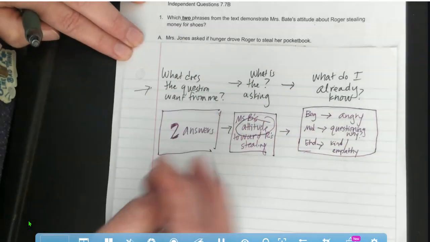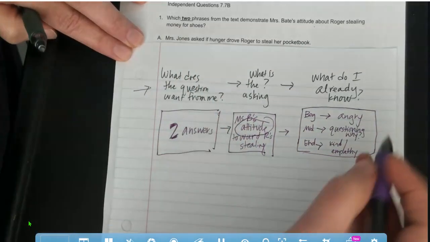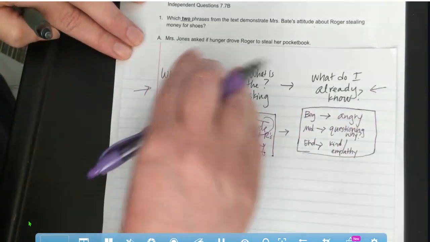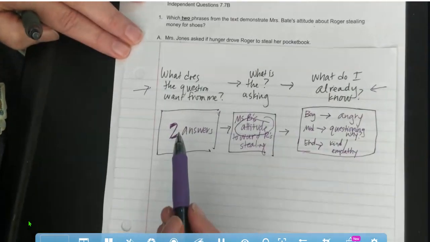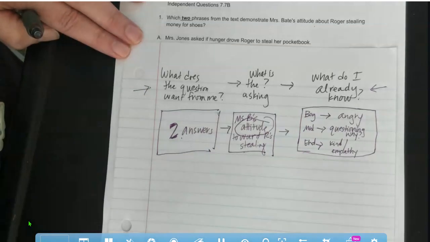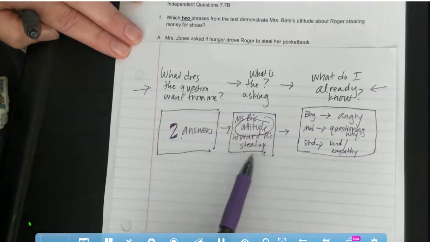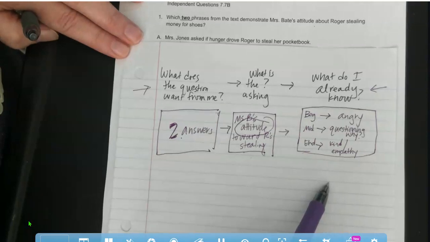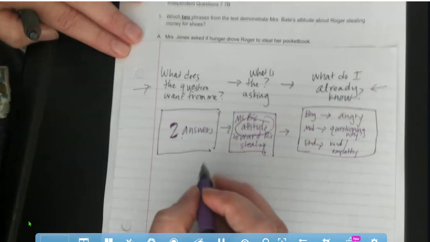Remember, you don't have to write this when you're answering your questions. This part on the top is just for me and for the video purposes. But I would think that mapping out what they want, what they are asking, and what I already know about what they're asking would probably be super helpful.